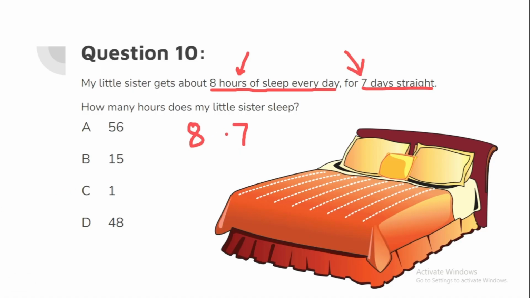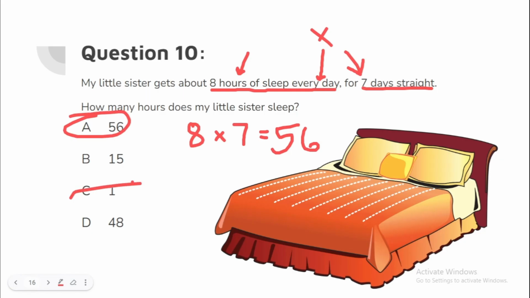Unless it's 7 divided by 8, but it's not division because we already know how many hours of sleep she gets every single day. Another big word for this is every single day. It means multiplication. It's 8 hours of sleep every day, so that means we multiply. So 8 times 7. If you don't know, you can use your fingers. Well, you can't use your fingers. You wouldn't have enough. But the answer is 56. 8 times 7 is 56.